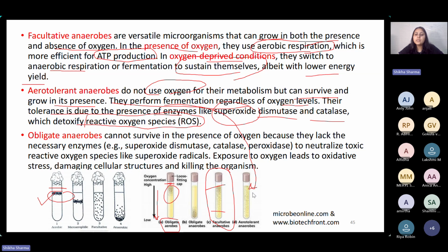So they are the ones which do not switch their ATP production pathway. They use fermentation only for their ATP production, but they have these enzymes which can detoxify the oxygen. So they can grow in both conditions, but they don't like oxygen.